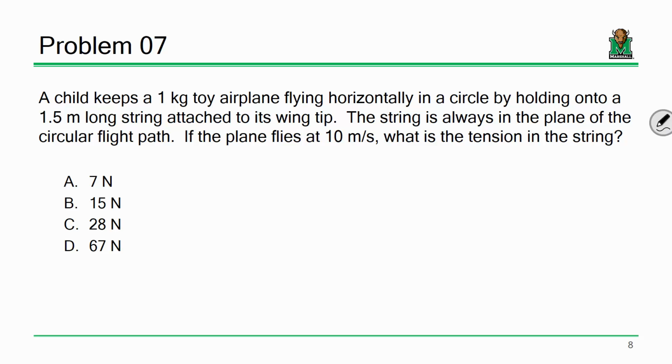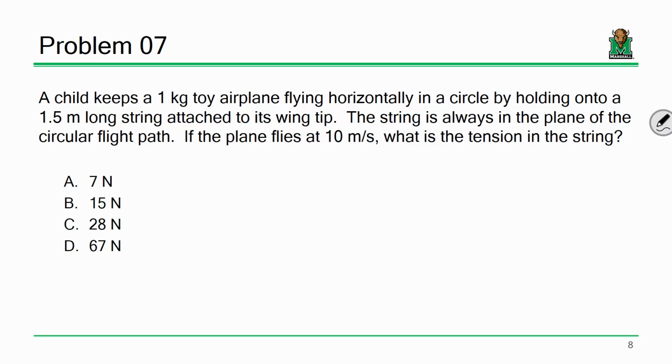They're sort of going like that with it. It's a 1 kilogram toy plane, and it's flying horizontally in a circle. Actually, it's going like that, with a string where the string is 1.5 meters long. And the string is always in the plane. That's just to say we're dealing with a circular flight path. If the plane flies at 10 meters per second, what's the tension in the string?